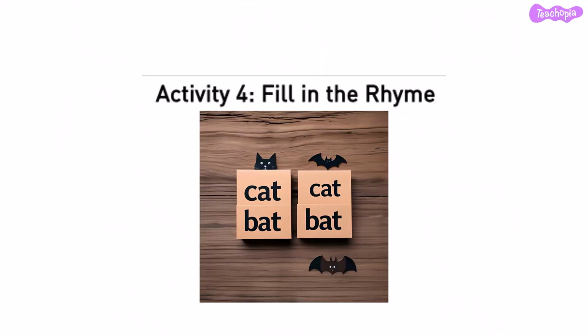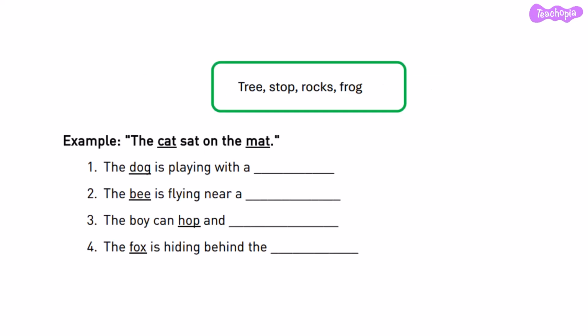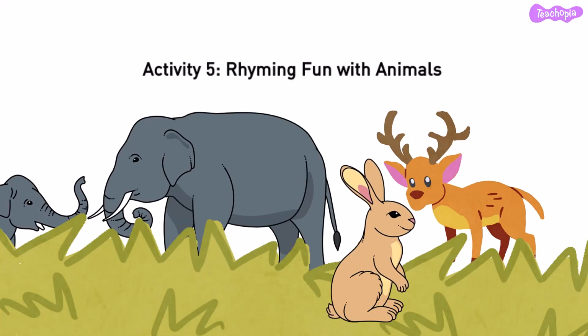Activity 4. Fill in the rhyme. Here, a set of sentences have been given where one word is underlined. Learners need to pick words from the box that rhyme with the underlined word in each sentence and fill them in the blank spaces. An example has been given. The cat sat on the mat. Similarly, learners can pick words that rhyme with the underlined word and fill them in to complete each sentence.